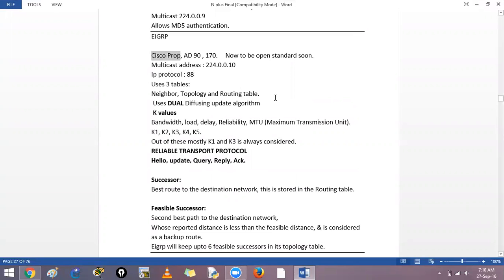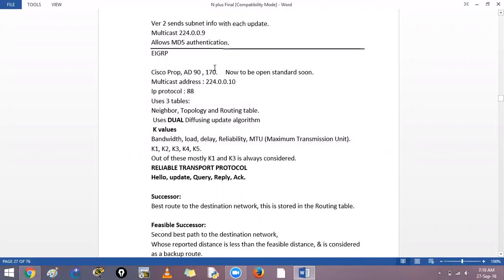EIGRP was Cisco's proprietary. I mean to say it was previously Cisco proprietary. They have kept it open now. They released the code, it seems, last year. In Cisco Live London, they declared that they are giving away this protocol. If it was Cisco proprietary, it used to work only on Cisco routers and switches. But now that it is open standard, it will work on all the other vendors also.